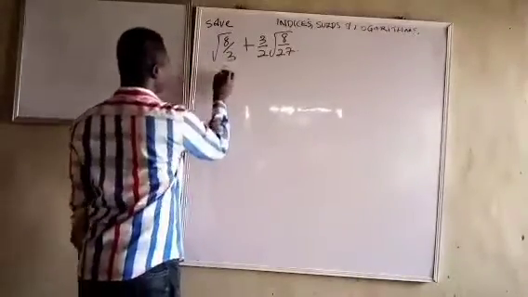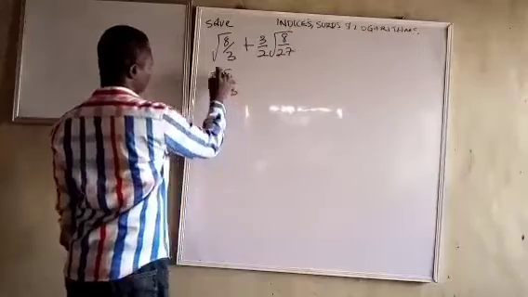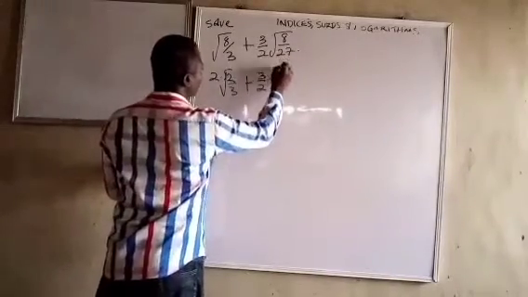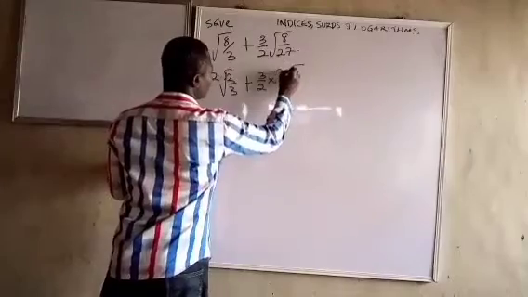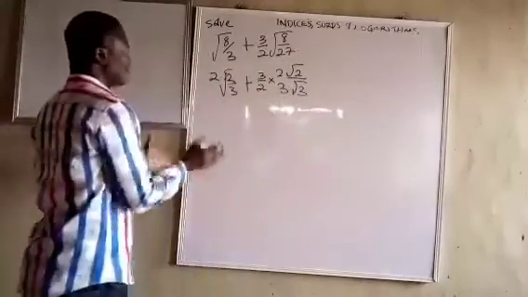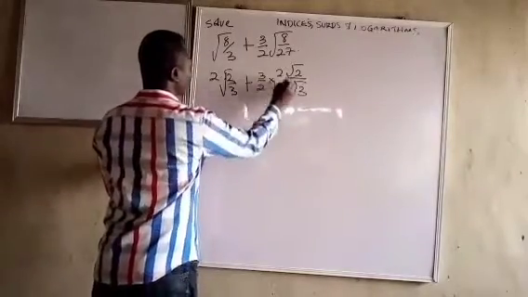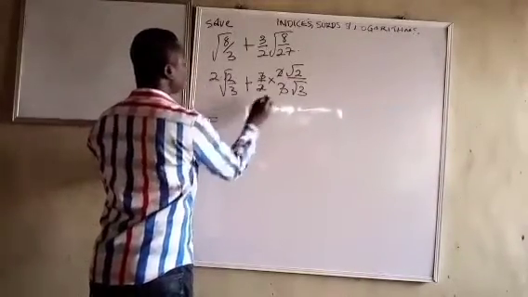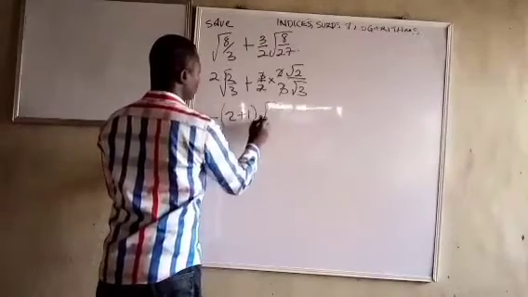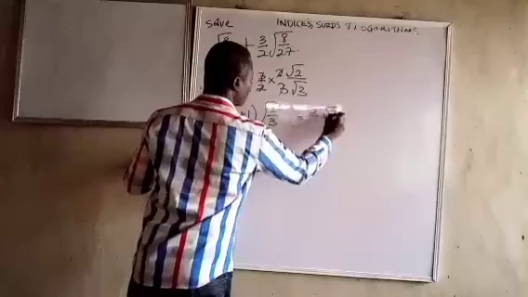This one will give us 2 root 2 over 3 plus 3 over 2 times 2 root 2 over 3 root 3. So you can see what it's now turning me towards. This one cuts this, this one cuts this. So we have 2 plus 1 into root 2 over 3, which is 3 root 2 over 3.